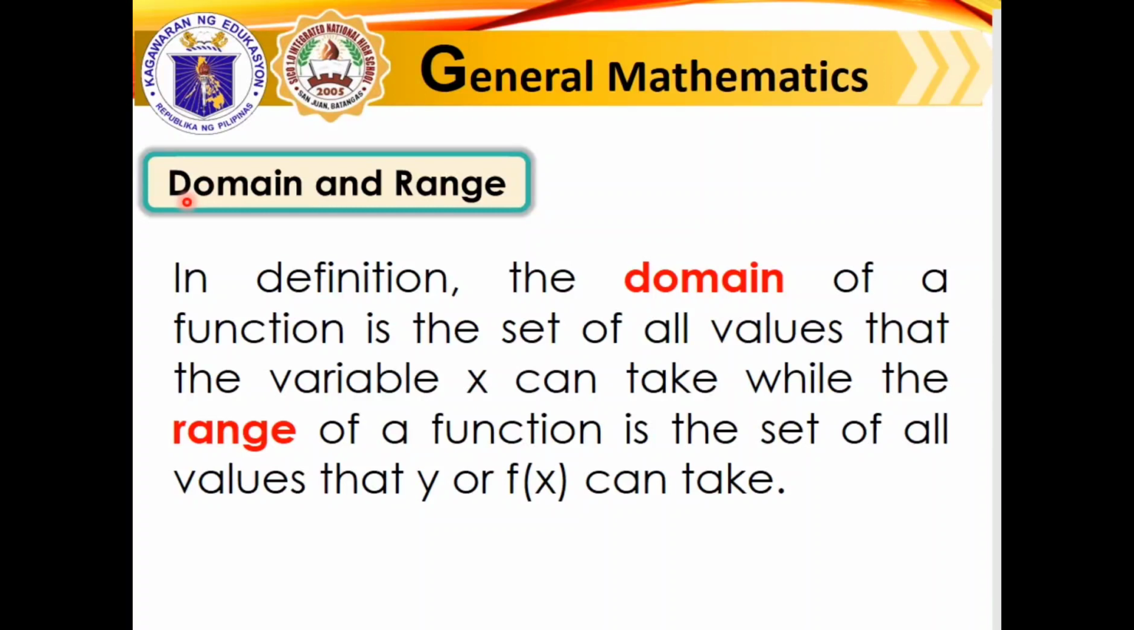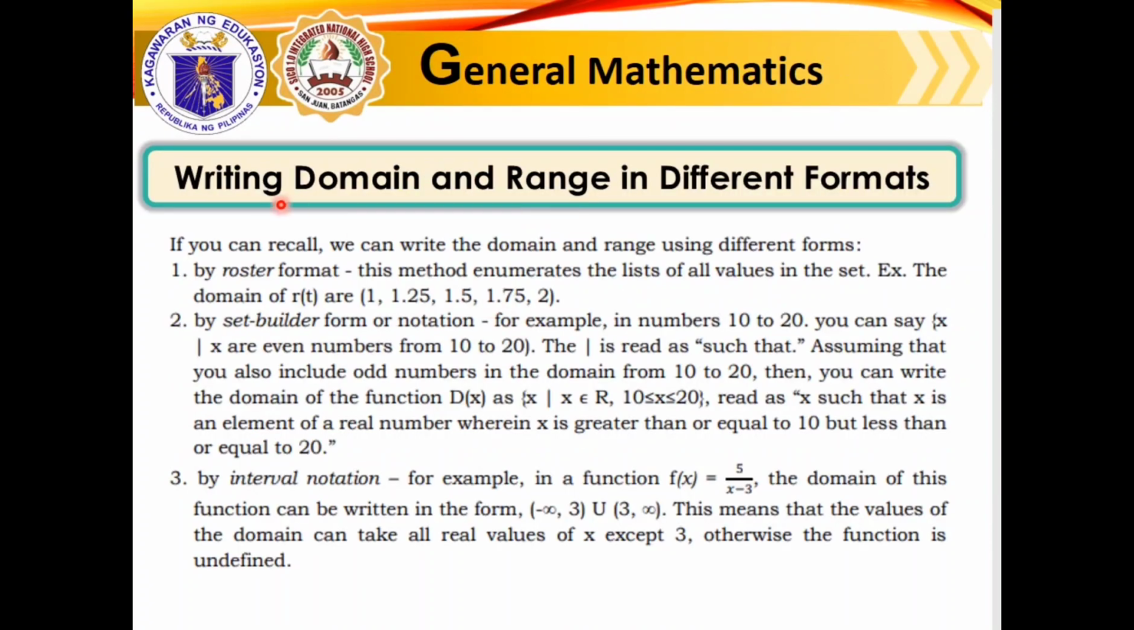Domain and range. In definition, the domain of a function is the set of all values that the variable x can take, while the range of a function is the set of all values that y or function of x can take. So the domain represents the x values and the range are the y values. So domain are the inputs and range are the outputs. We can write domain and range in different formats. So we have 3 different formats. First, the roster format. Second, set builder form or notation. And third is the interval notation.